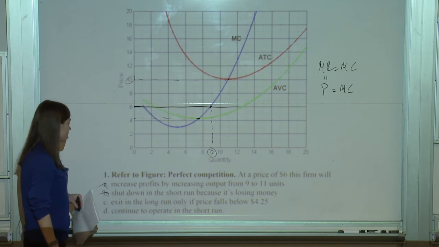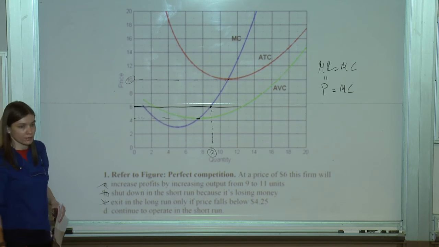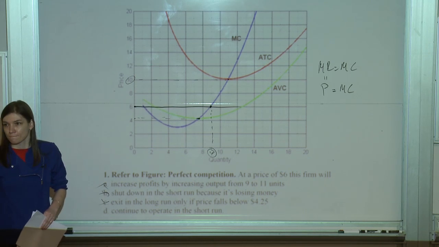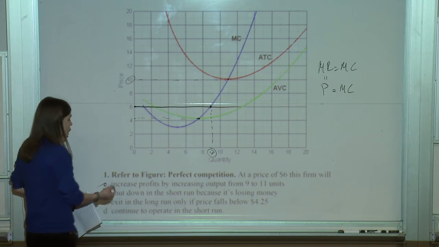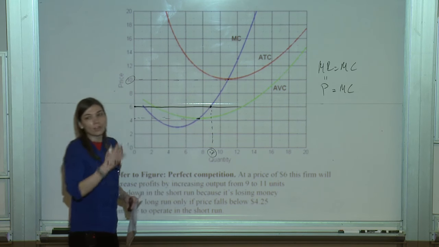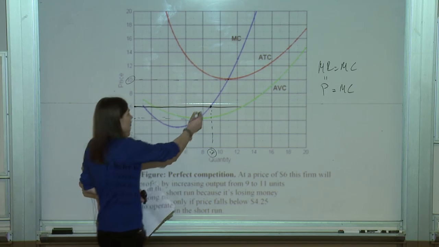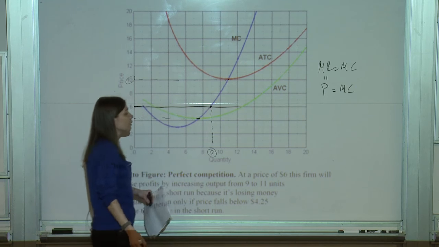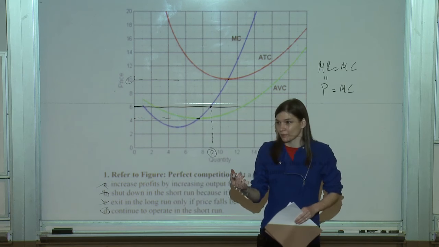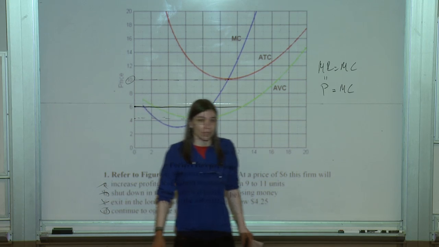So this is also not true. The only answer that remains here is that they would continue to operate in the short run. That's true, so the answer is D. They would continue to operate because in the short run, even though they experience a loss, the revenue they get by producing and selling the output helps them cover at least a bit of the fixed costs. And if they shut down, all of the fixed costs are lost.